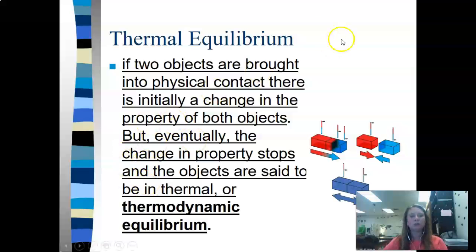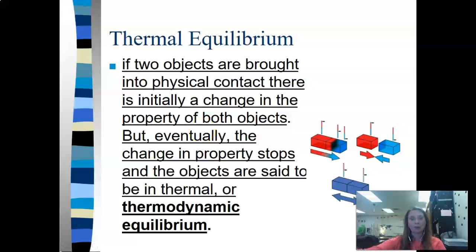So if two objects are brought into physical contact, there is initially a change in the property of both objects, meaning that if I have a cold cup of water and a hot cup of water and I mix them together, there's going to be initially a change in both those properties. Or if I drop an ice cube into boiling water, there's going to be an exchange. They're going to change kind of rapidly. That ice cube is going to melt really, really quickly. But eventually, if I let that water boil forever and ever, that ice cube is going to melt.